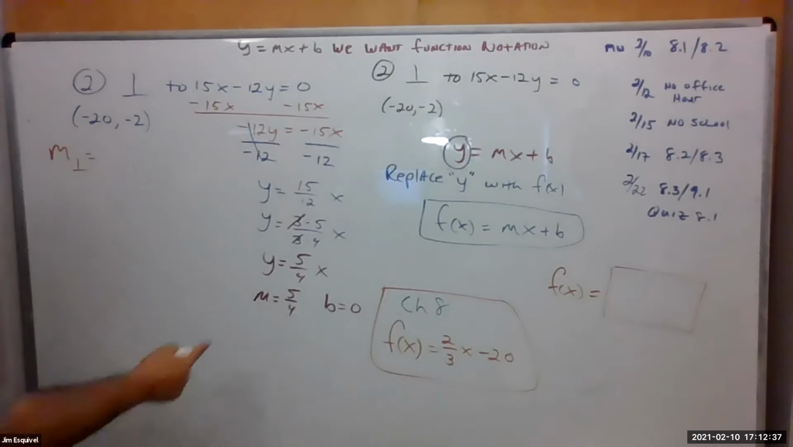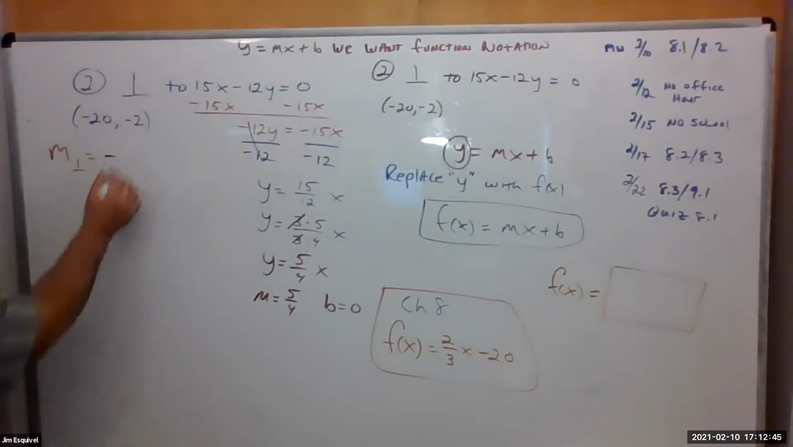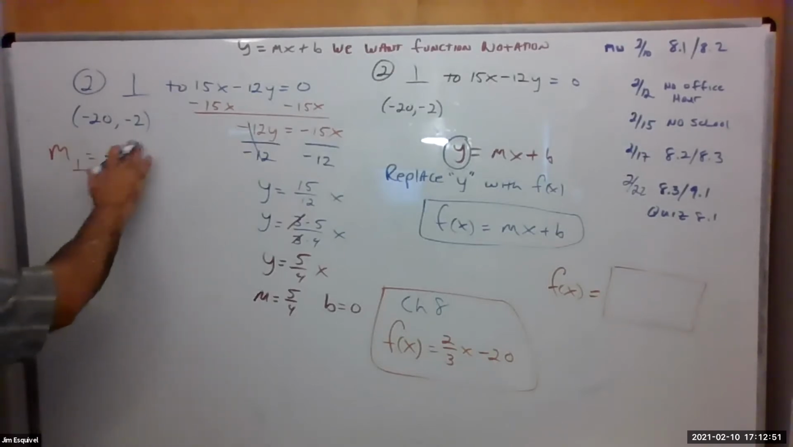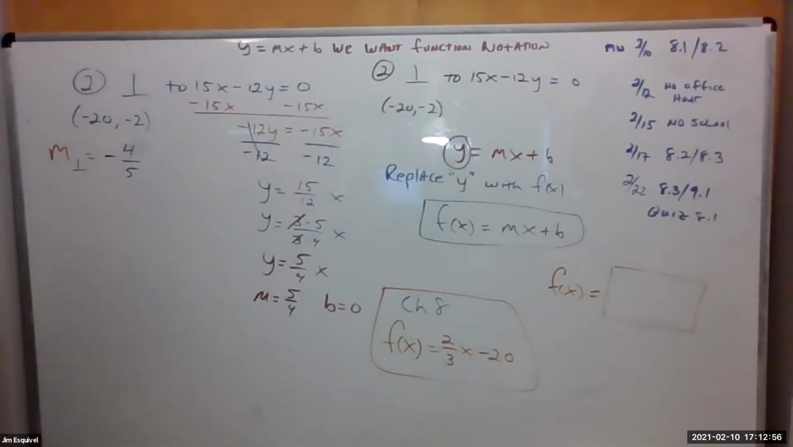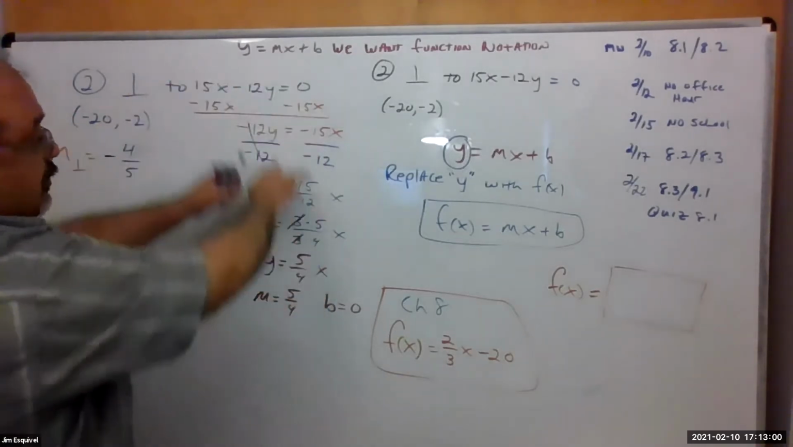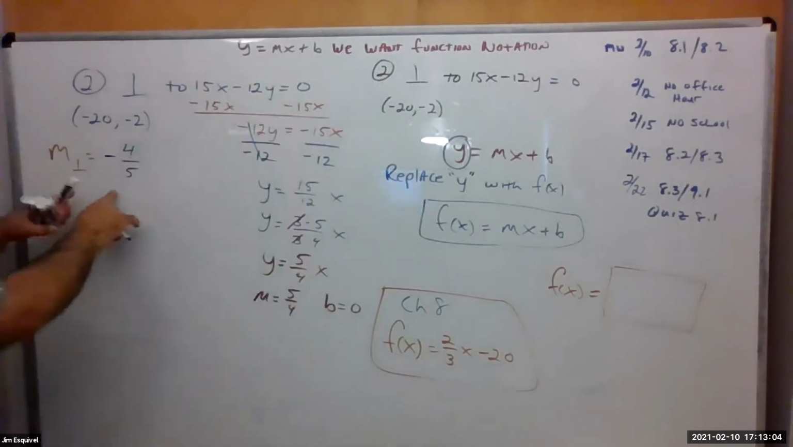So if this slope is 5 over 4, what's my perpendicular slope? Negative 4 over 5. Perfect. Negative, because it's opposite, and then reciprocal, you flip it, 4 over 5. There's my slope. We are now completely done with this equation over here. We don't need it for anything else. We just need it to use its slope.